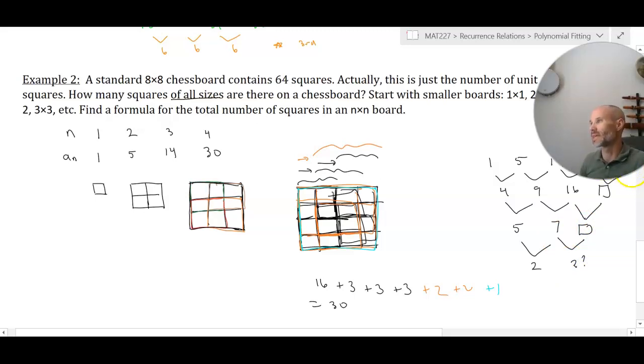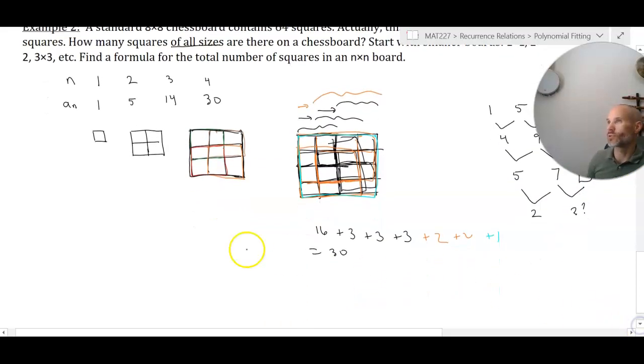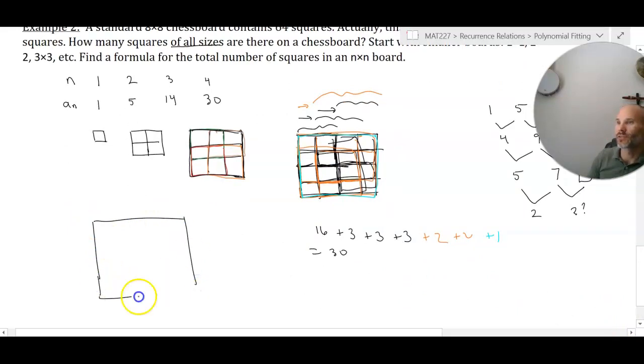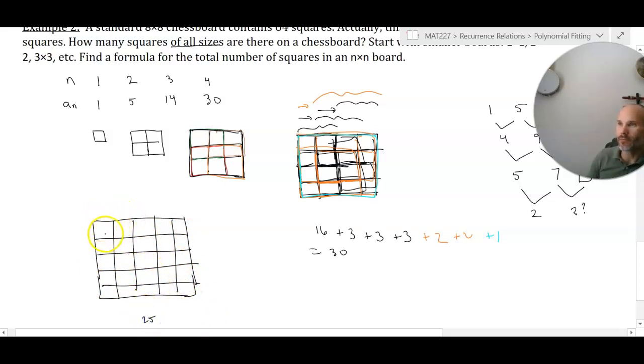But the problem is I need that fifth value. So let's look at a 5x5 and see if we can sort of expedite this. 2, 3, 4, 5. 2, 3, 4, 5. So I have 25 squares. Then as far as 2x2s, let's use the same kind of logic.